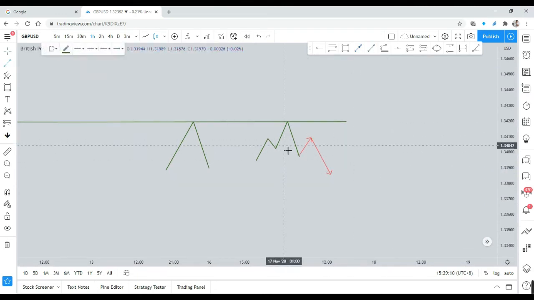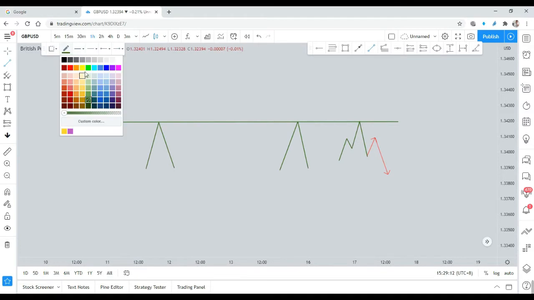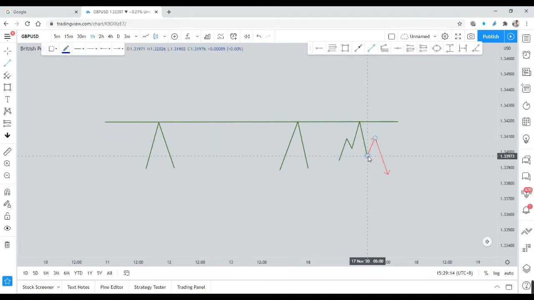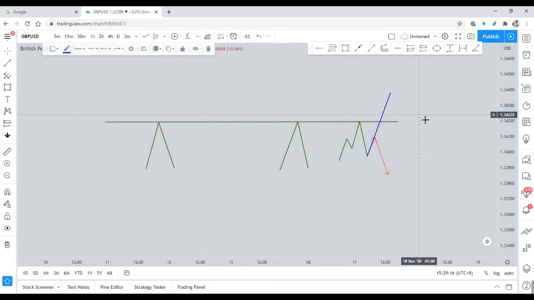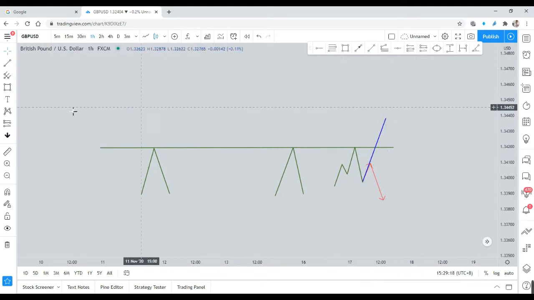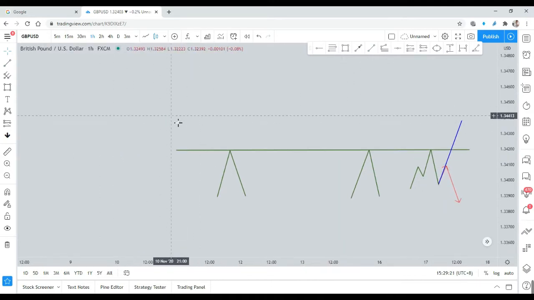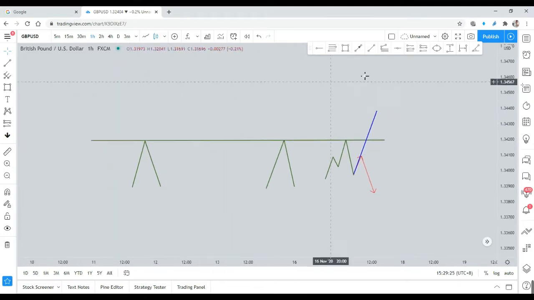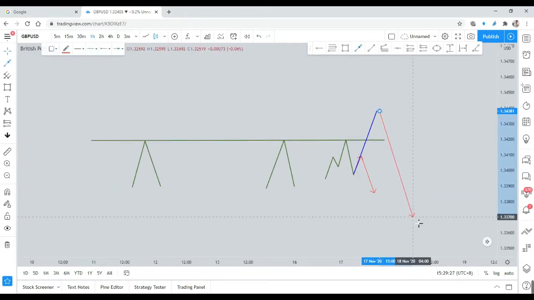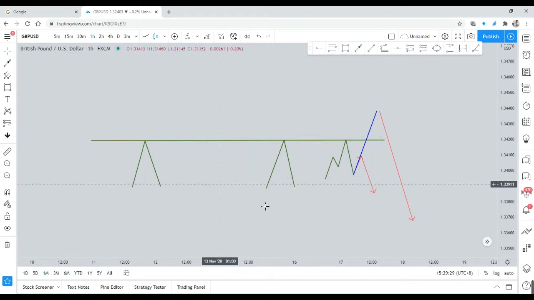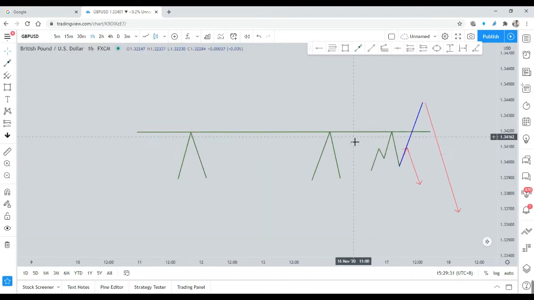What will happen next is that the price will usually go up and fill your QML to meet the bigger QML at the bigger time frame for the real drop. So this is what we call a diamond setup. This is a diamond setup.